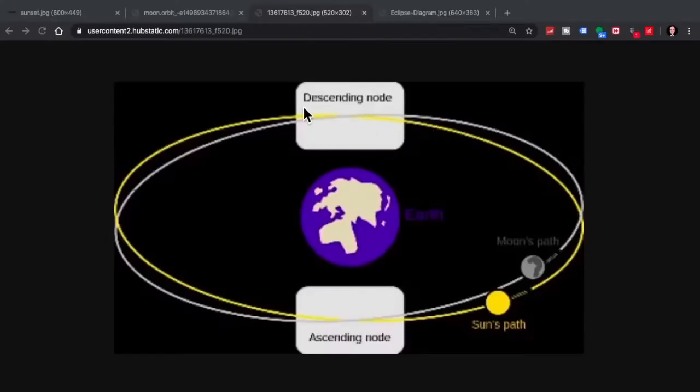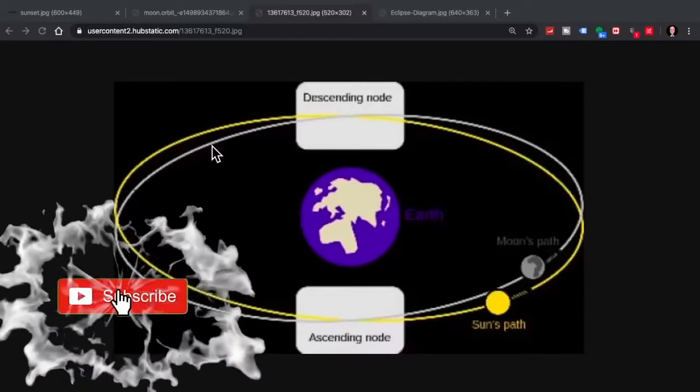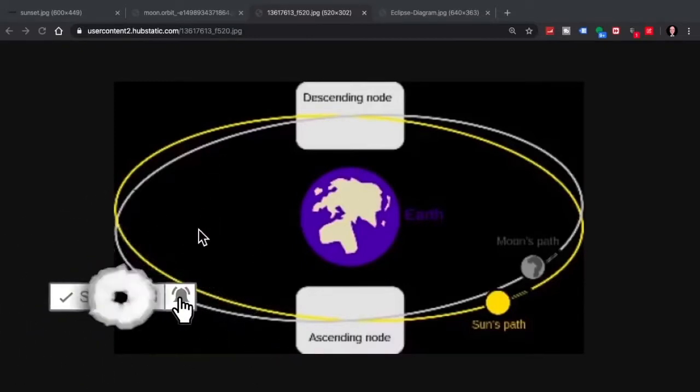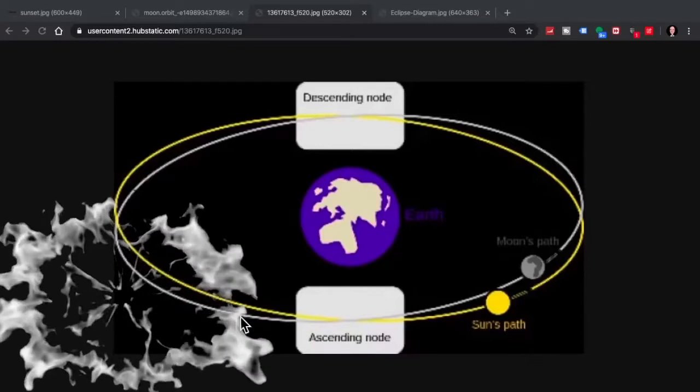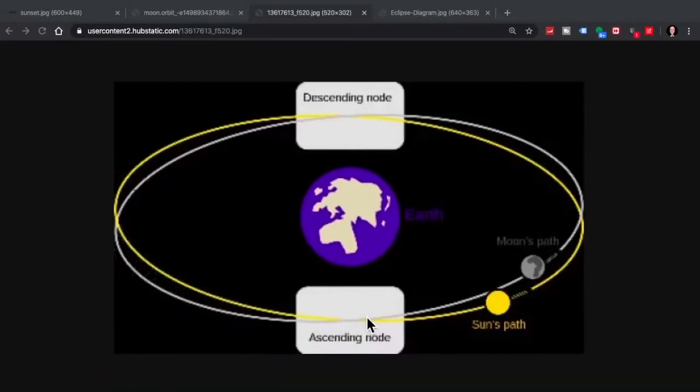Now, if this yellow line is the plane of our orbit around the sun, and the gray line is the plane of the orbit of the moon around the Earth, as the orbit of the moon is higher than the orbit around the sun, we can get full moons. But as it comes down and crosses this plane, we have what's called a descending node. Then the moon's orbit is below the plane of the orbit of the Earth around the sun until we come up to this side, where it starts coming back up and crosses again at what we call the ascending node.